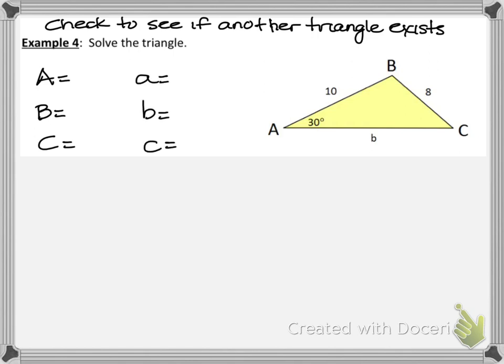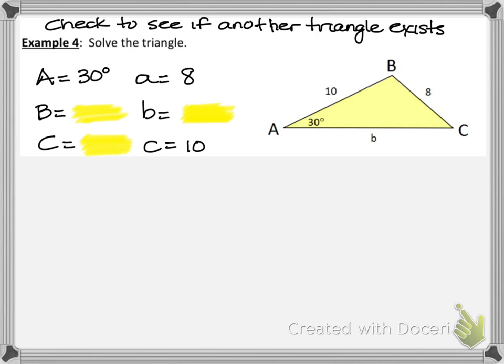And put in your given information. So the given information was A was 30, C was 10, and A was 8. And we did not know what this was, and we did not know what this was, and we did not know what this was. Okay? So this is how we started out the problem, did we not?